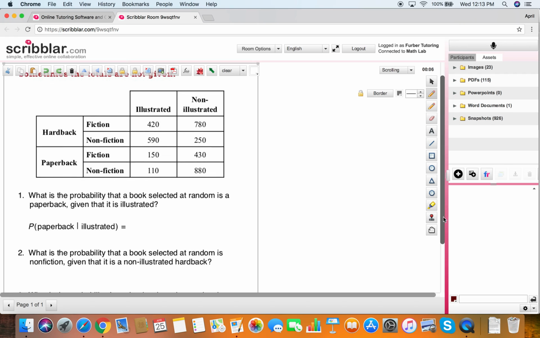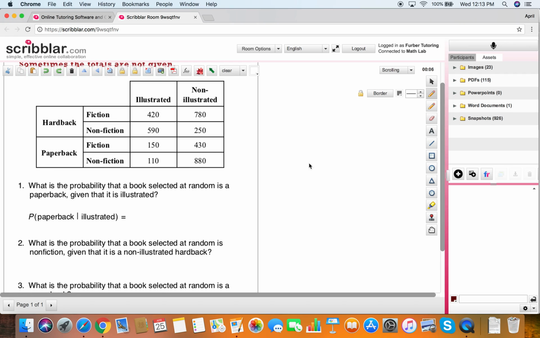So the first question says, what is the probability that a book selected at random is a paperback given that it is illustrated? So the given part right there is your clue about what goes on the bottom. When it says given, that means that's what it's out of. So that means I am only looking at the illustrated column.